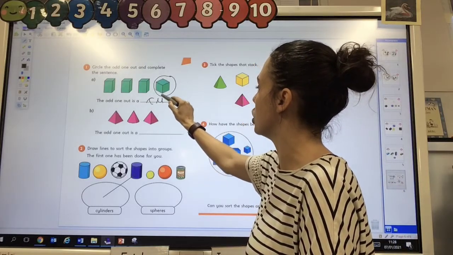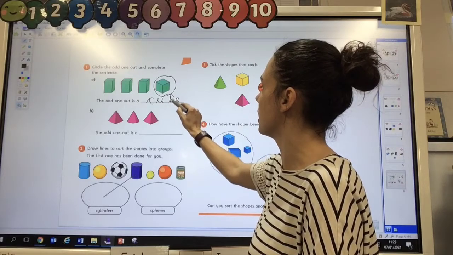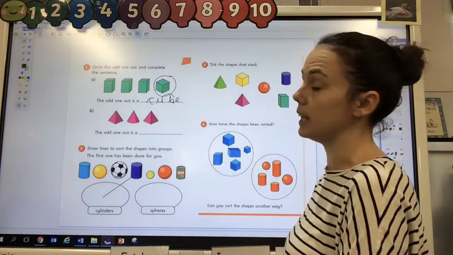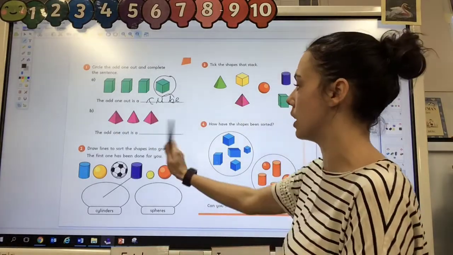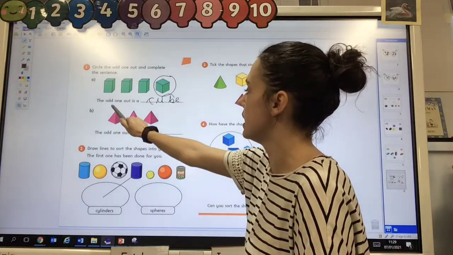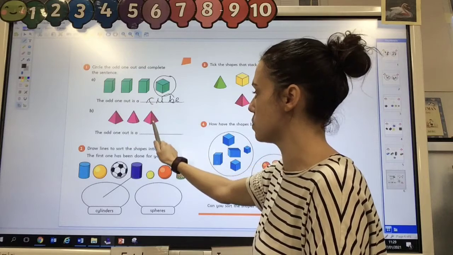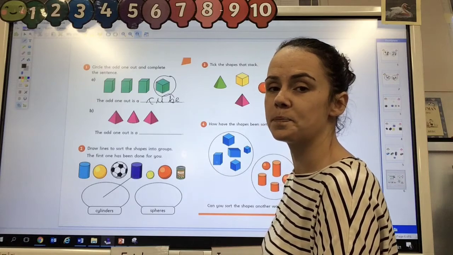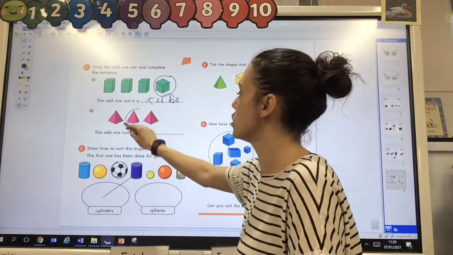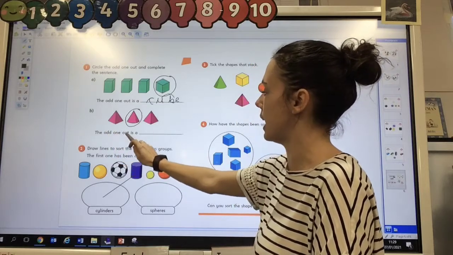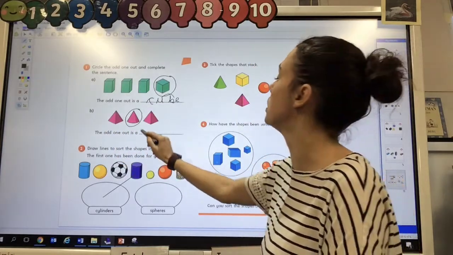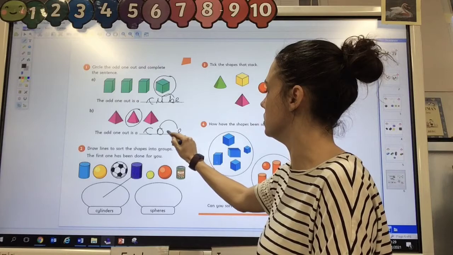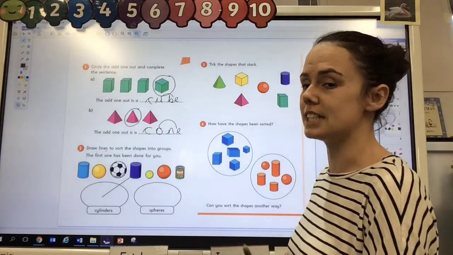Now, cube has our U sound in it. Like that. Cube. Now, which one's the odd one out here? They're all pink, so they're all the same colour. Now, this one is a pyramid. This one is also a pyramid. What shape is this one in the middle? Well done, it's a cone. So this is the odd one out. So the odd one out is a cone. Now a split O. Cone.